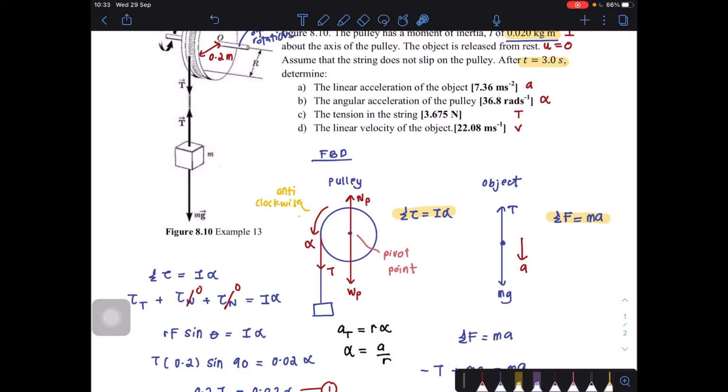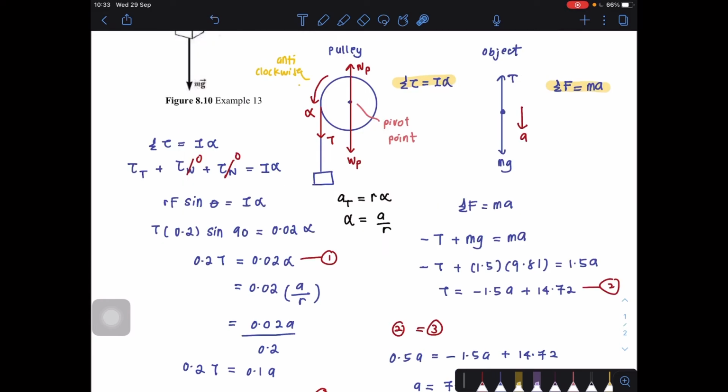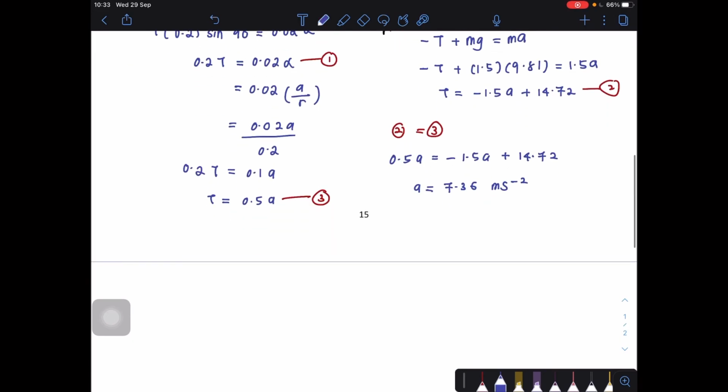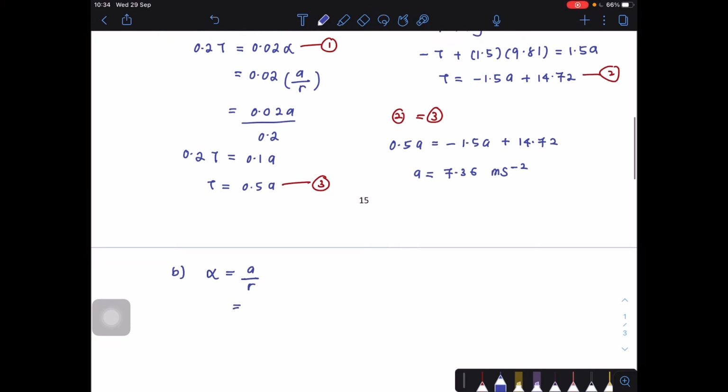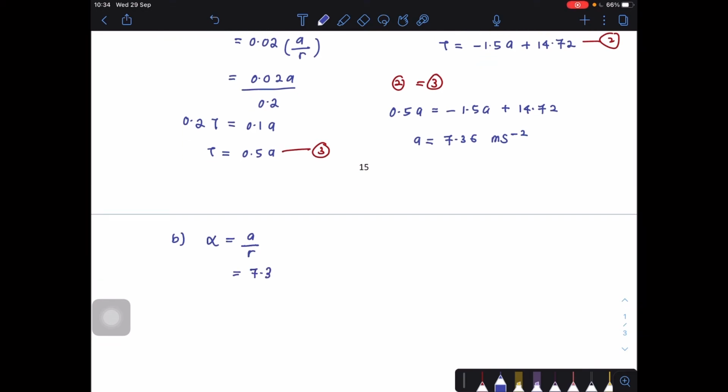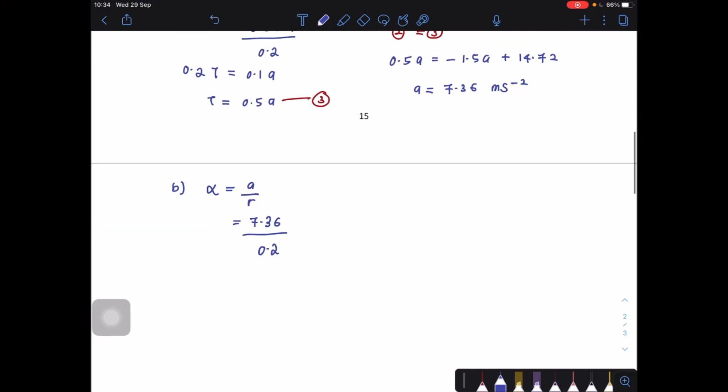Next one, we need to find the alpha. So tadi kita sudah keluarkan formula ni. So kita just masukkanlah value untuk A di sini. So soalan B, alpha sama dengan A divided by R. So you just masukkan 7.36 divided by 0.2. And then tekan calculator, you will get 36.8 radian per second squared.